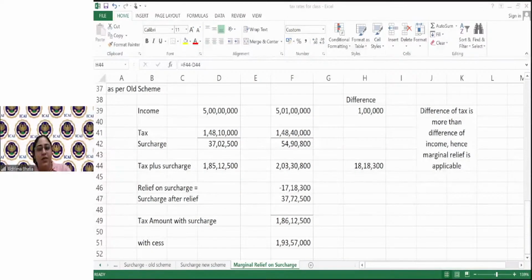Acha, now someone has asked me what is the maximum marginal amount by which income should increase. See, 1 lakh, 1 lakh 5, 10,000, only in such cases it plays. On 52 lakhs marginal relief will not apply. Okay, I'll tell you everything, don't worry.